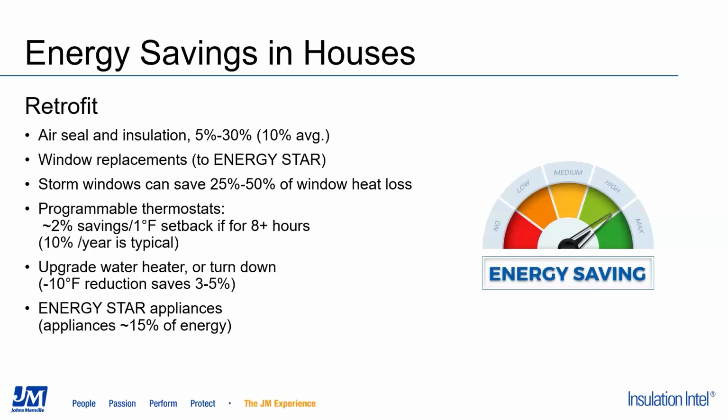Kind of turning to the system side of things, programmable thermostats. We've all by now, I'm sure, heard about the benefits of programmable thermostats, and those savings are real. If we can set back our heating and cooling set points for 8+ hours at a time, we get a savings of about 2% per degree. 10% a year is pretty typical.